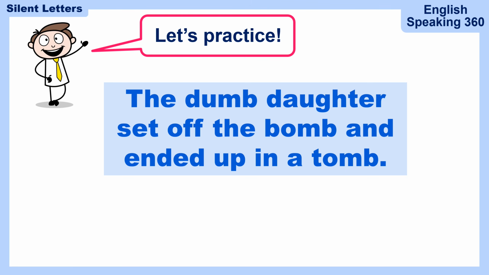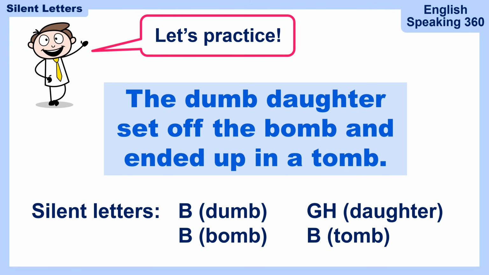Here's one more. Can you read it? Now we have many words with silent letters. The dumb daughter set off the bomb and ended up in a tomb. The B in dumb, the GH in daughter, the B in bomb, and the B in tomb. The dumb daughter set off the bomb and ended up in a tomb.